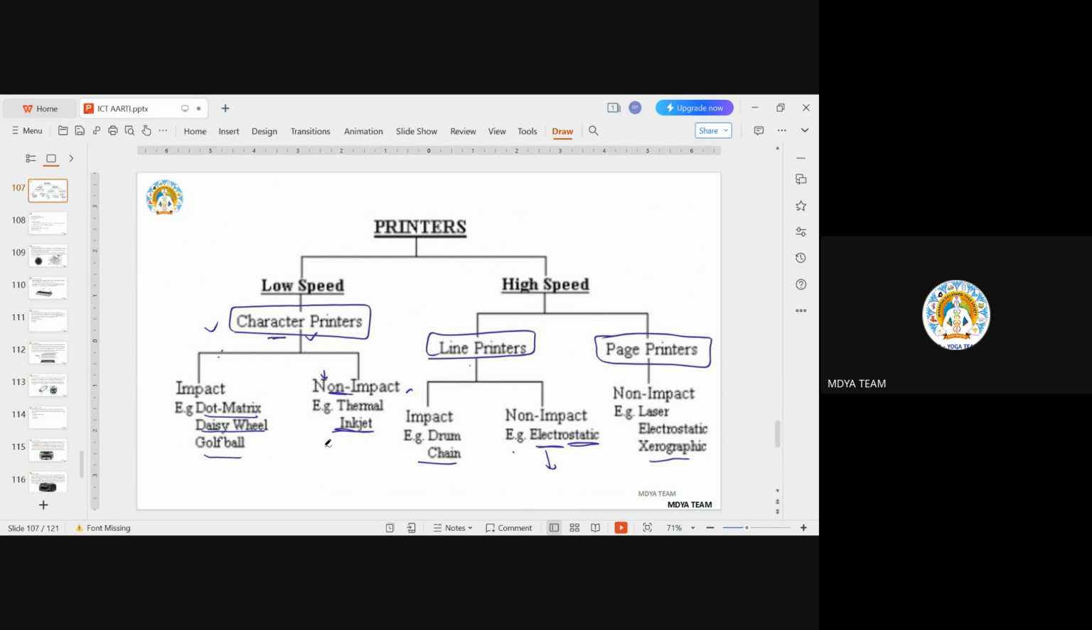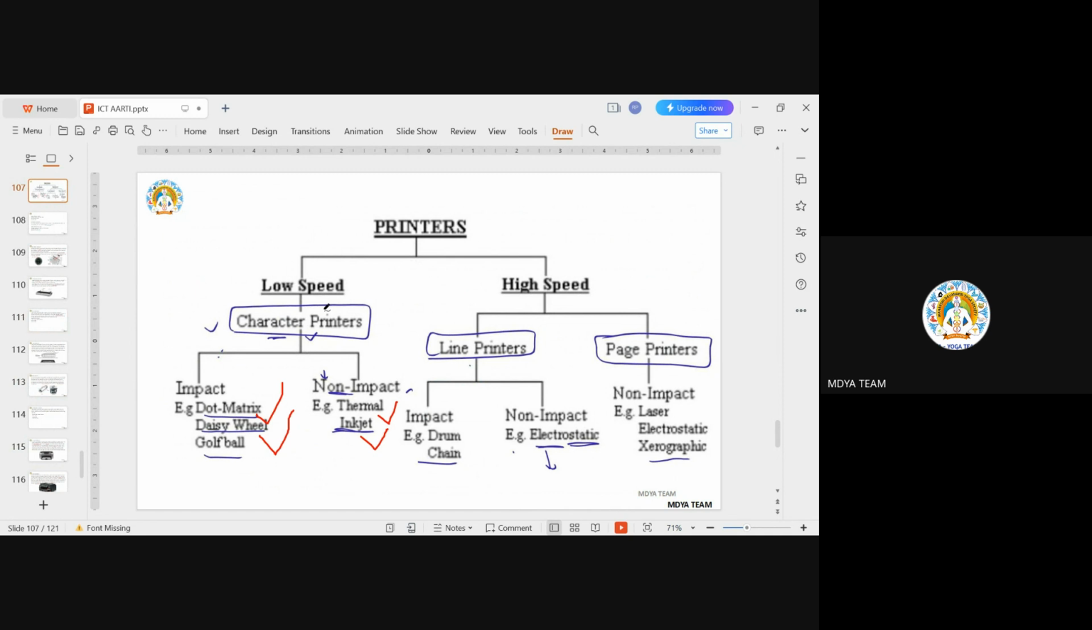And which printers come under the character printers? First we will take the example of impact printers. Impact printers are dot matrix, daisy wheel, and golf ball. We will not discuss that, so the main ones are dot matrix and daisy wheel. Under character printers, non-impact printers are thermal and inkjet. Impact printers are dot matrix and daisy wheel, and non-impact are thermal and inkjet. You have to remember the names.